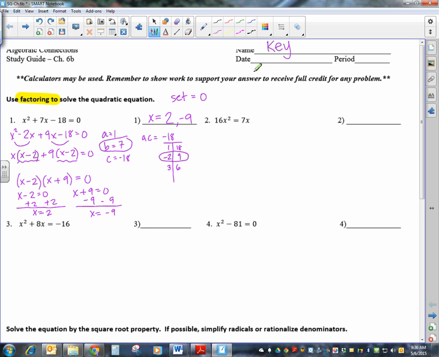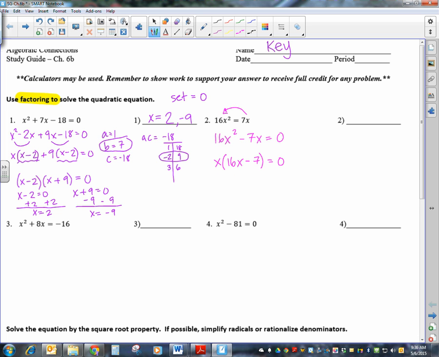Okay? So on this next one, got to set it equal to 0, so I'm going to take the 7x to the other side, which means that I will be subtracting it, and that's going to give me 16x squared minus 7x equals 0. When you have two terms, there's only two ways to factor. One is with a GCF, which you're always supposed to look for first. So these both, the 16 and 7, don't have anything in common, but the x does. There's an x in both of them. So if I take the x out, I'm left with 16x minus 7, and that's equal to 0.